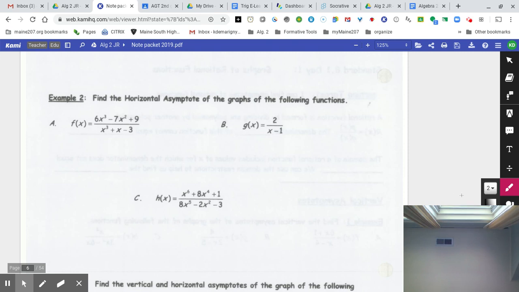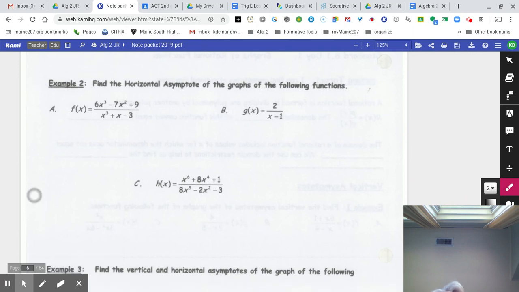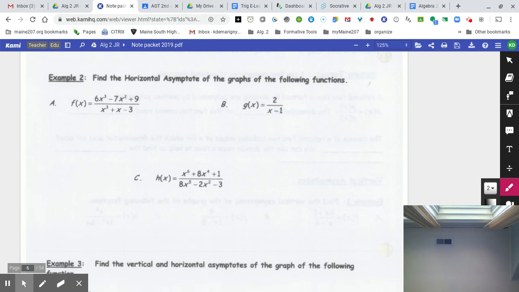All right, everyone. So part 2, let's work a couple examples of these. Hopefully you now know how to identify a vertical asymptote, which comes from the denominator, or a horizontal asymptote, which comes from analyzing the two degrees of the numerator and the denominator. So I'm going to do a couple of these for you.